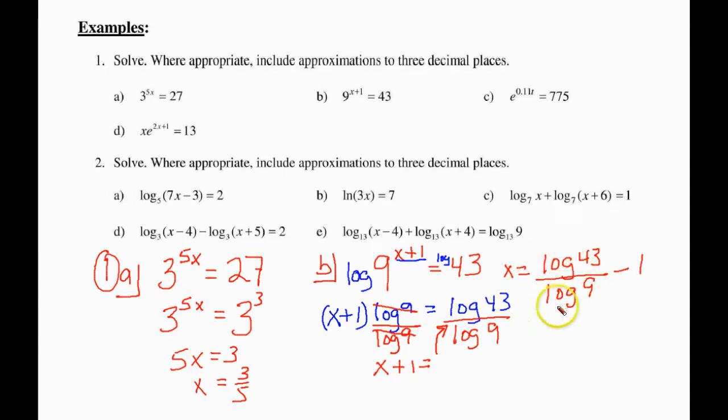Now, this is the exact answer. You're going to put this into your calculator, log 43, divided by, you hit the divided by key, and you just put log 9, enter, get an answer, then subtract 1 from it, and you get 0.712. Now, when you did this, you got a 1.712, but then you subtracted a 1 from it and got this. And keep in mind, this is the approximate answer.